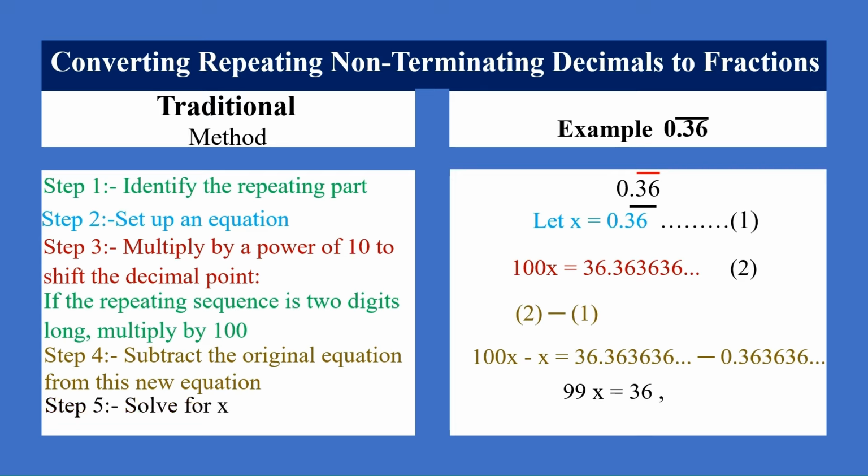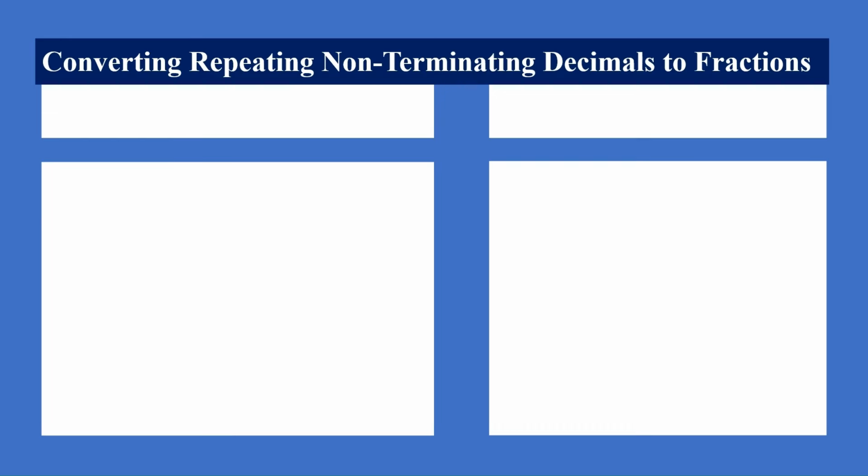Now the next step is solve for x. So we get here 99x, you have to divide both sides by 99 to get the value of x, and we get here 4 by 11. So x is equal to 4 by 11. Now the same I shall show you by a shortcut method.